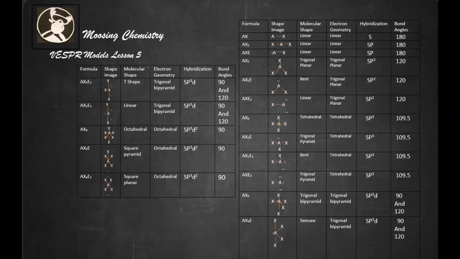We're going to do the VSEPR model lesson number 5 for the compound BI3. Okay, let's look at some things about B. B is in group 13, so it's going to have 3 valence electrons. I is in group 17, so it's going to have 7 valence electrons.